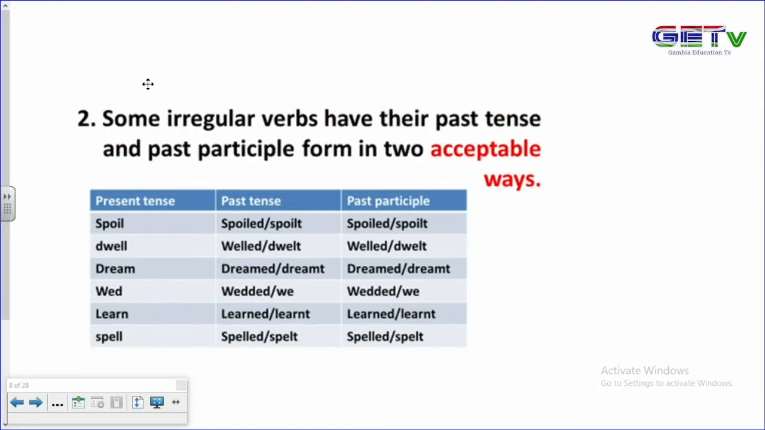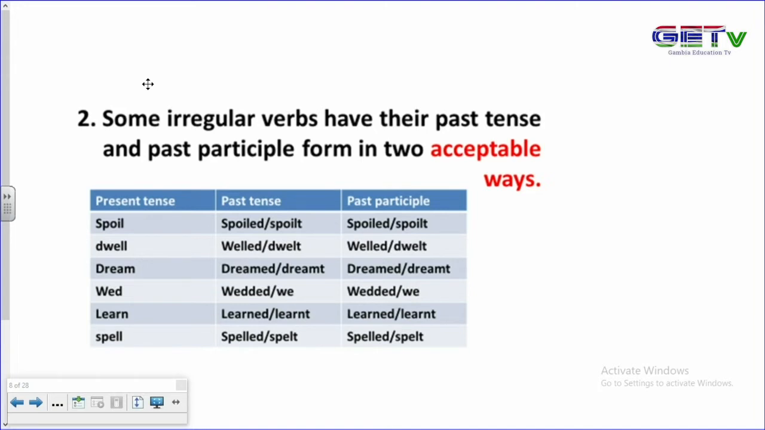We move on. Some irregular verbs have their past tense and past participles formed in two acceptable ways. What are the two acceptable ways? You can see them here. The word spoil, you can add -ed to make it past tense, otherwise you add -t to make it past tense. Spoiled, spoilt. The pronunciation remains the same in the past tense. Their past participle is also the same thing. So we have the other word, dwelled, dwelt, the same.